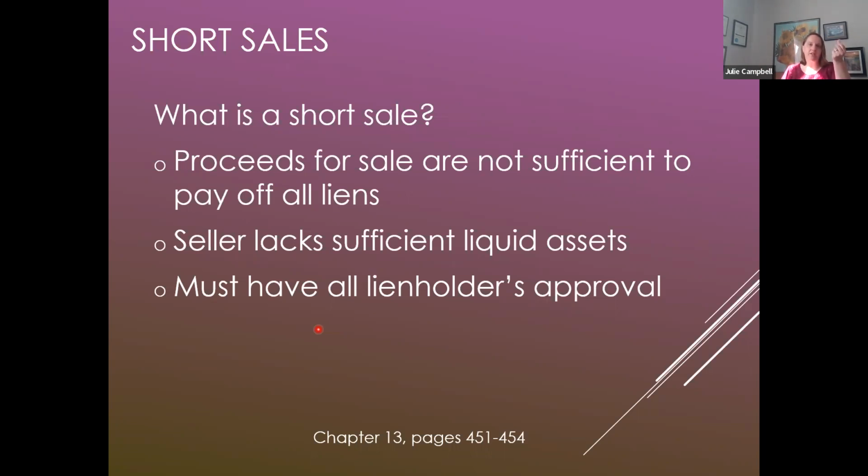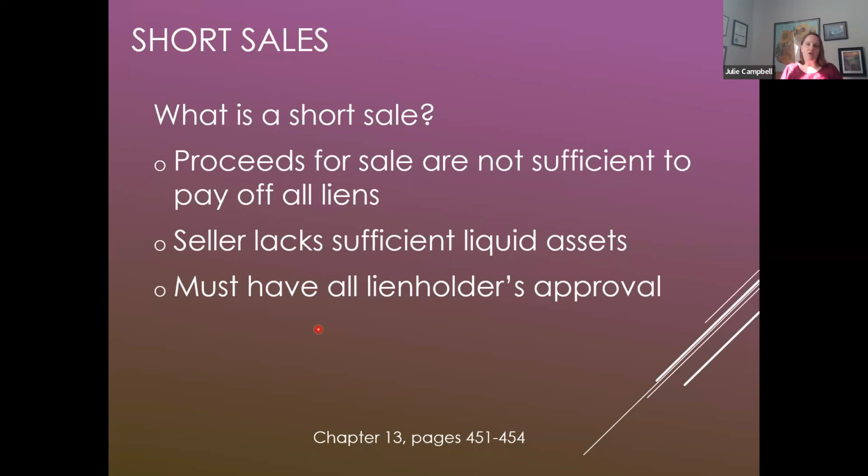How quickly can you convert it to cash? So if they drain their savings account and sell their stocks and bonds, do they have enough to make up that difference? And then the third piece is we have to get all of the lien holders' approvals. So everybody they owe money to has to agree to accept less than what they're owed and convey the title. If I can't get all the lien holders on board, then we can't do a short sale.